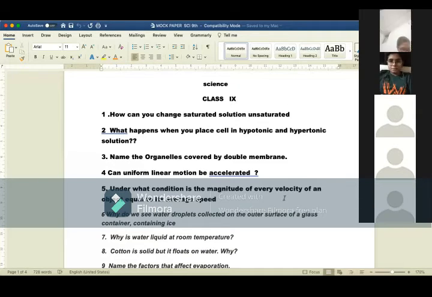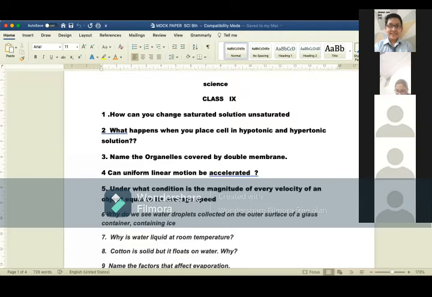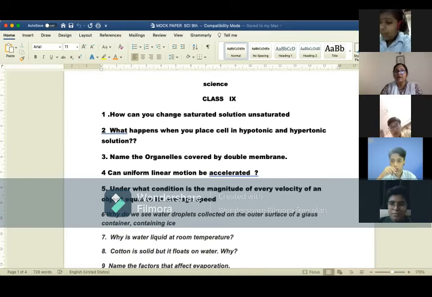Why do we see droplets collected on the outer surface of a glass container containing ice? How will you explain this? You must have seen that when you take out a very cold bottle from the fridge and keep it outside, you see droplets. Ma'am, when some ice cold water is filled in a glass tumbler or a beaker, we see water droplets because water vapor present in the air condenses and forms droplets on the surface.